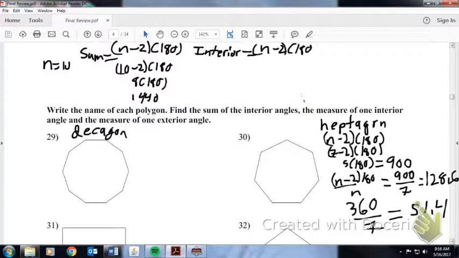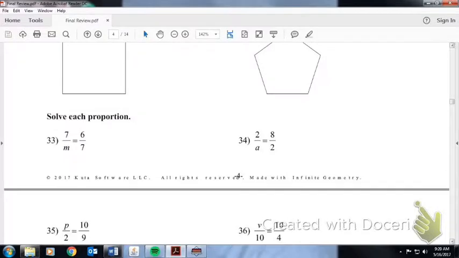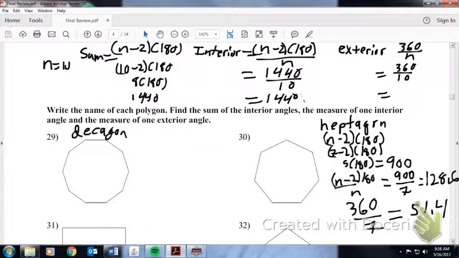To find the measure of each individual angle, we go n minus 2 times 180 divided by n. Again, we take the total sum of all the angles divided by the number of angles. So we get 1440 over 10, or each angle has a measure of 144. The exterior angles, again, 360 divided by the number of sides, or number of angles. Here we have 10, so we have 360 divided by 10, or 36.